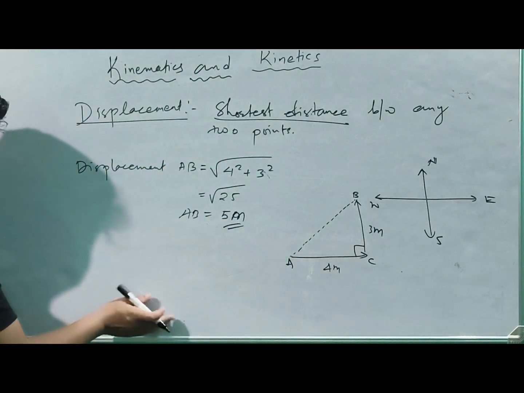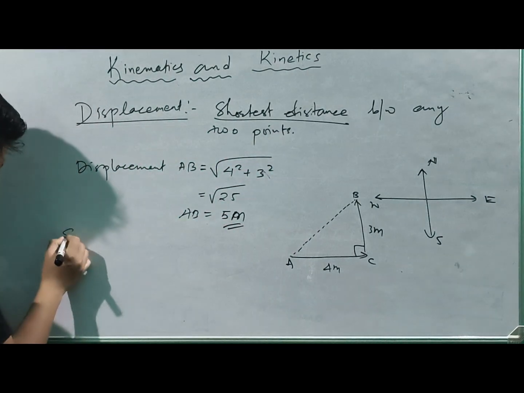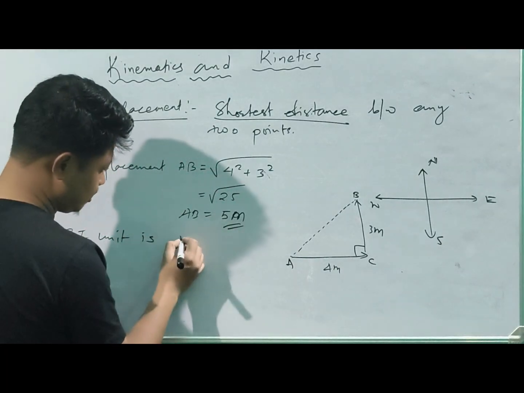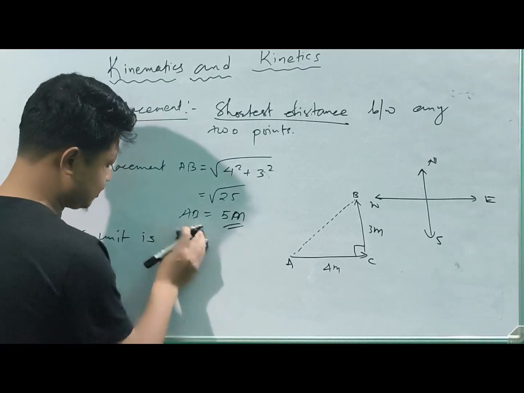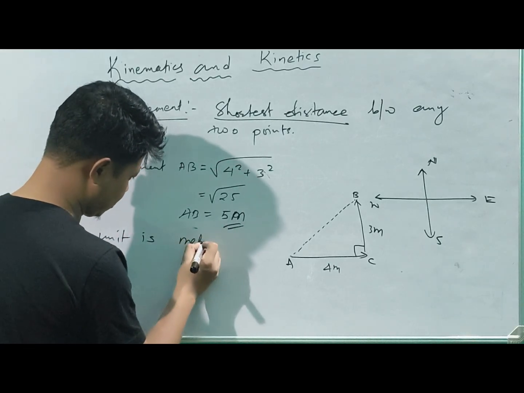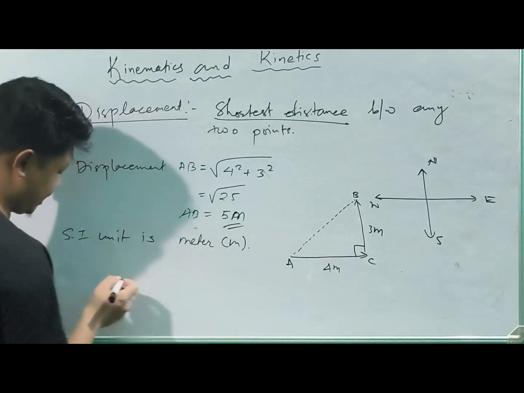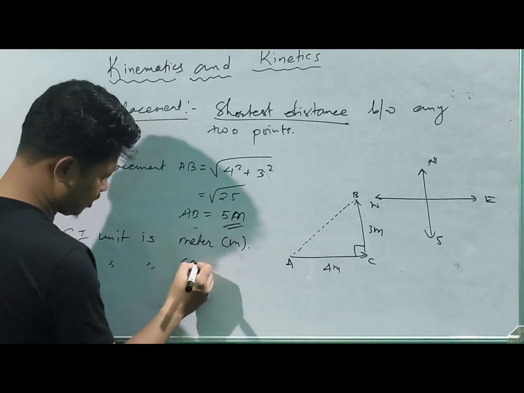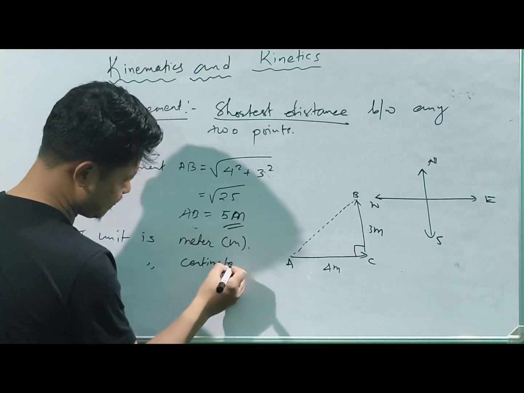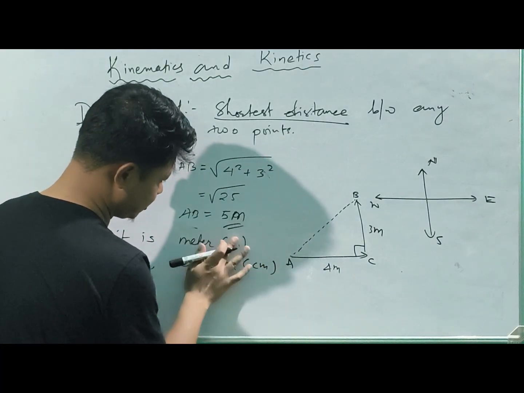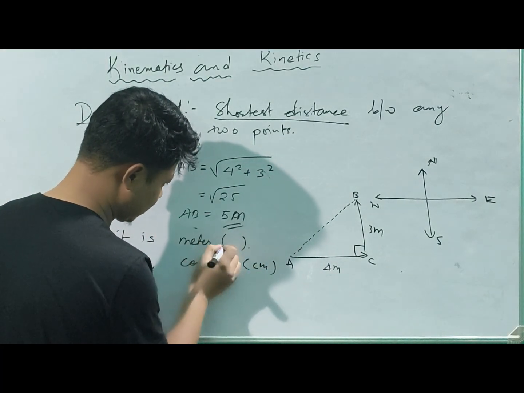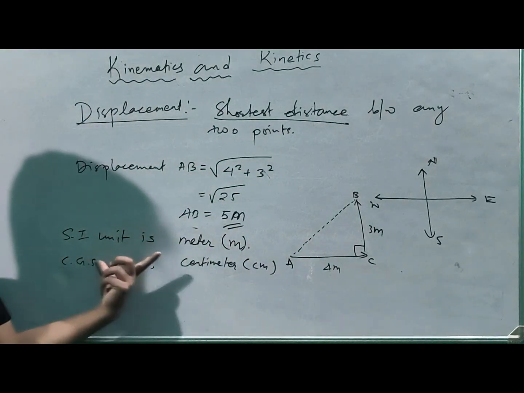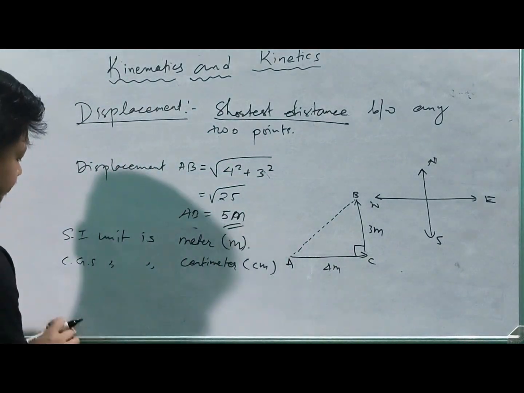Now the next thing is its unit. What is the SI unit? The SI unit is meter. And what is the CGS unit? The CGS unit is centimeter. Got it? So the SI unit is meter and the CGS unit is centimeter.